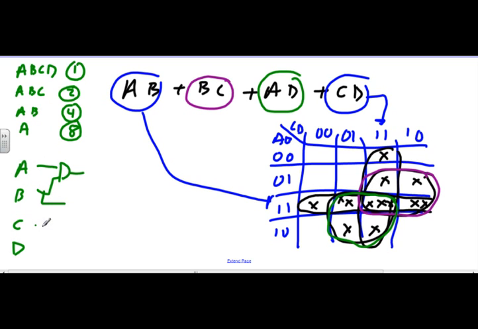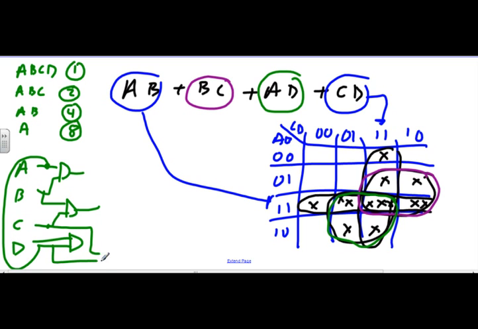Anyway, so here's AB. Here's BC. Here's AD. And here's CD. That's not D. Yeah, that's D. And then all these are ORed together. All right, one more? Okay, one more. That was clear as mud, I know.